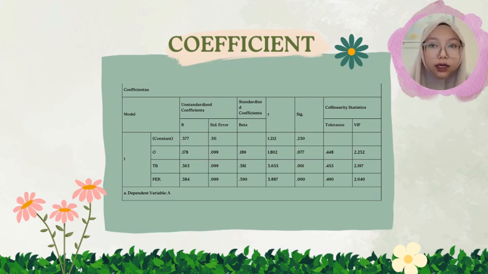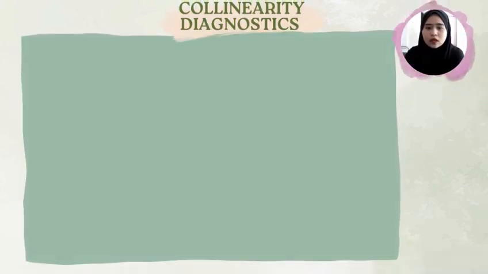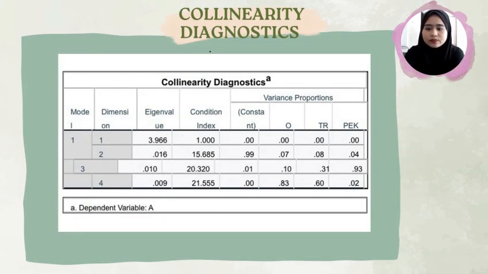The model has no collinearity issues, with all VIF values below 10. Overall, technological readiness and prior experience and knowledge are the stronger predictors in the model. Collinearity diagnostic. First, we have dimensions and eigenvalue.